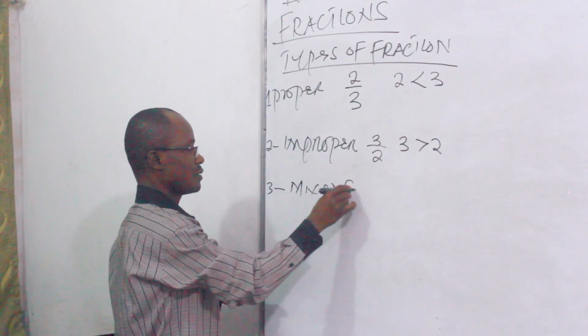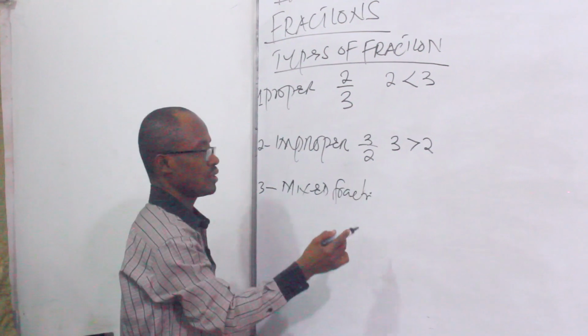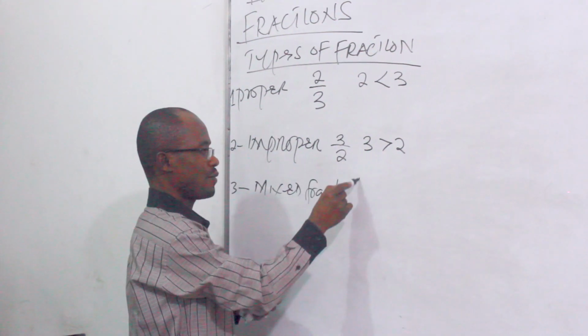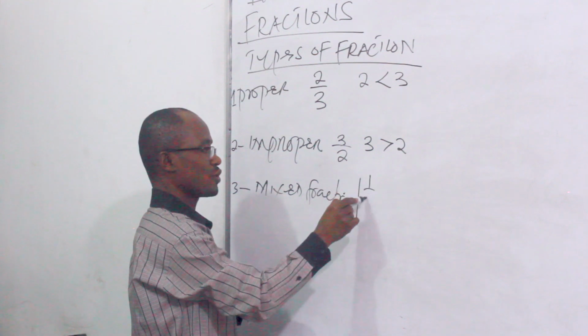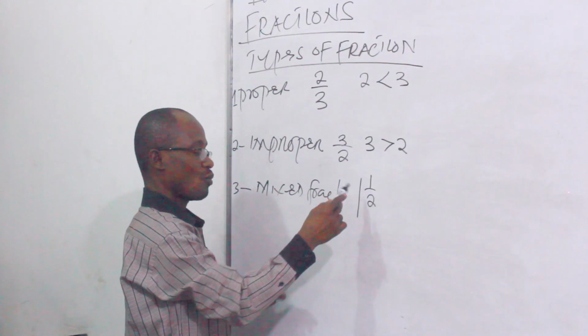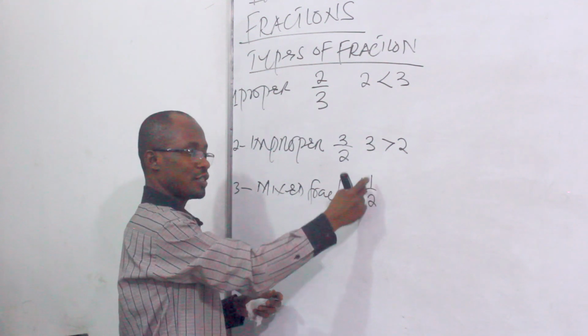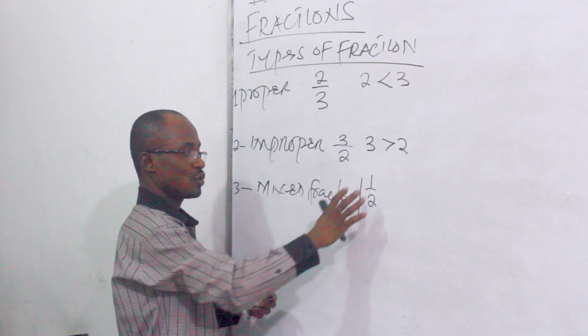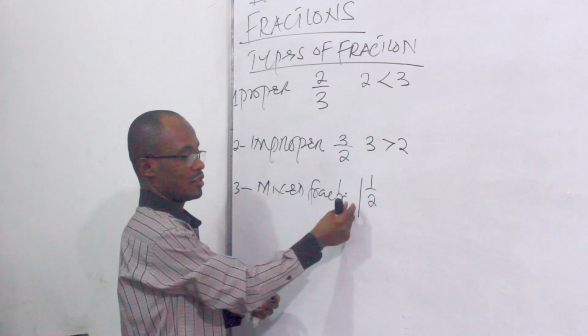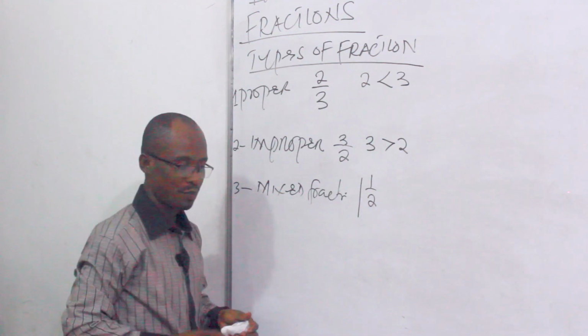Mixed fraction. In a mixed fraction, supposing we say 2 goes into 3 how many times? 1. Remember what? 1 over 2. In this case, we have a whole number part and a fractional part. That fractional part must be a proper fraction. So this is mixed. Why? Because it contains a whole number part with a fractional part.